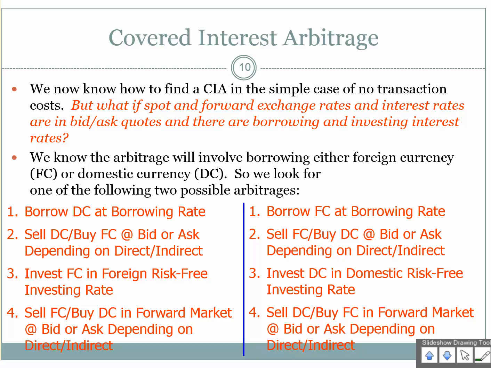Now, in the real world, it's a little more difficult, only because there are bid-ask spreads on spot and forward exchange rates, and there's a borrowing and lending rate in each country. So you have to borrow at borrowing rates and invest at risk-free sovereign rates. For borrowing rates, we're going to use a proxy of LIBOR. And when you buy a currency, you'll buy it at the ask. When you sell currency, you'll sell it at the bid.